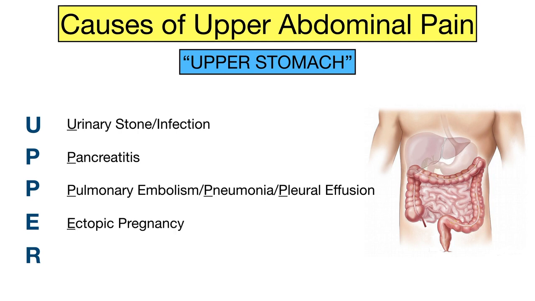The E stands for ectopic pregnancy. This is to help you remember pregnancy in general, and that pregnancy should be considered in any female who is of childbearing age presenting with abdominal pain. Ectopic pregnancy occurs when the fetus develops outside the uterus. The R stands for really early appendicitis. This is important because early appendicitis may cause generalized or upper abdominal pain before migrating to the right lower quadrant. Remember, appendicitis is inflammation of the appendix.